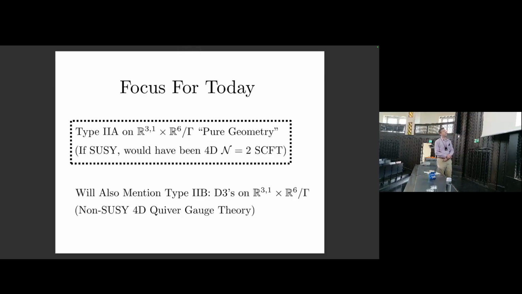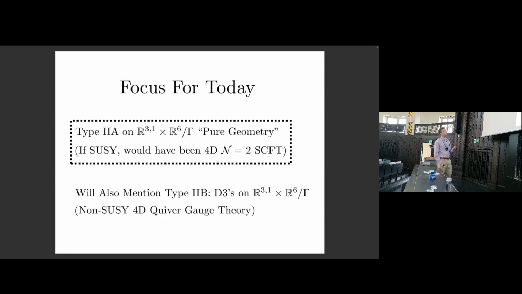Okay, so my focus for today is going to be on this system, type 2A, on basically 4D Minkowski space, and I'm going to take a particular non-supersymmetric quotient. I'll refer to this as the pure geometry setting. If this had been a non-compact Calabi-Yau threefold, and if it had had a collapsing 4-cycle, we would have been generating a 4D N=2 SCFT. As it stands, we're not going to be generating that. There'll be no supersymmetry preserved at all.